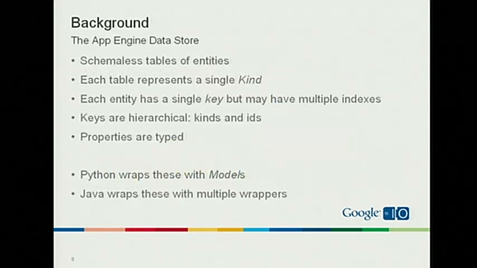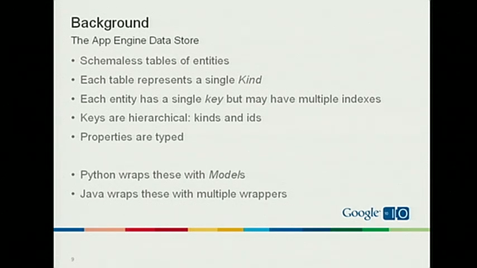So just a bit of background. I'm guessing everyone who's used the bulk loader has used the App Engine data store, but how many of you are familiar with the App Engine data store? Oh, pretty much everybody, that's good. But just a bit of review. Basically, you have schemaless tables of entities. Every table, in relational terms, is one kind of entity. It's called a kind in App Engine.